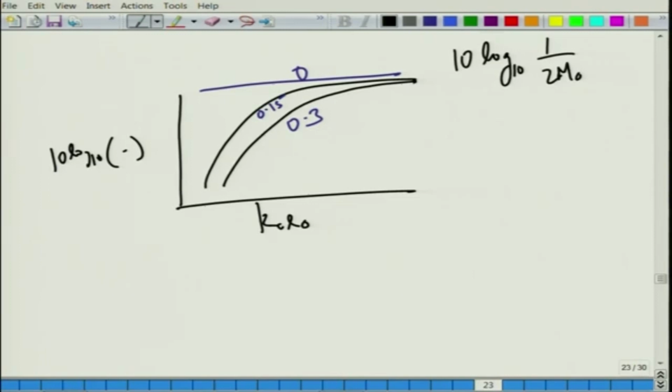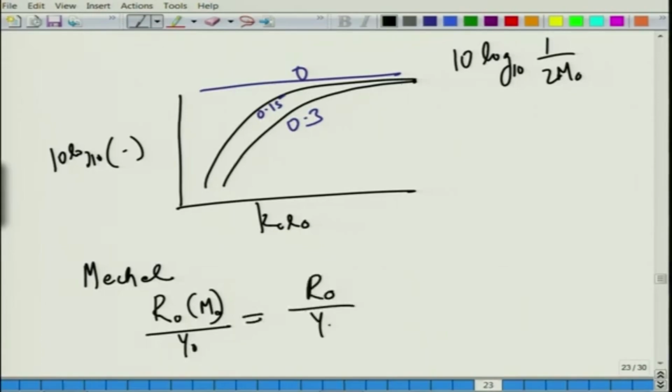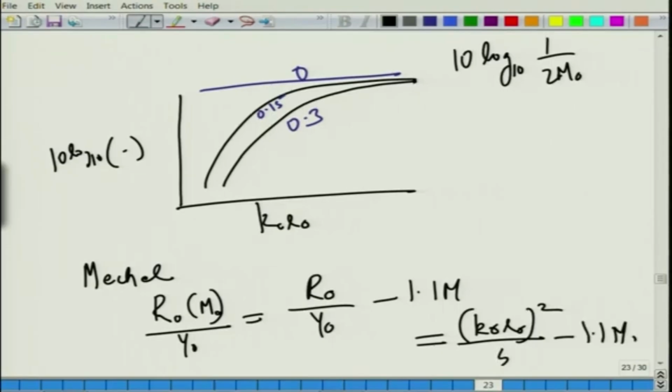in the presence of flow, that is the resistive part, how does that vary with your flow, and people have developed some expressions like Meschel. Meschel has developed an expression in one of the references where he relates the radiation resistance in presence of flow, which is a function of Mach number m naught, to the characteristic impedance of the duct as given by the following relation: 1 minus 1.1 m, and this would basically mean k naught r naught whole square by 4 minus 1.1 m naught.